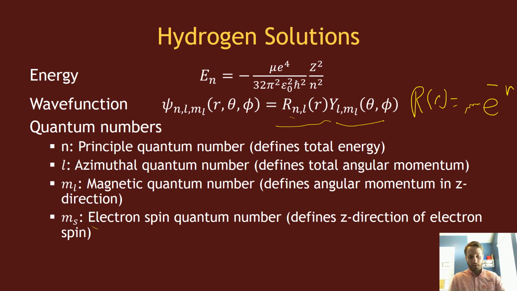And then the final quantum number here I have written down that we'll talk about in the next video is the electron spin quantum number, okay? m sub s, and this is defining the spin in the z direction, sort of like m sub l is the angular momentum in the z direction, this is the electron spin in the z direction. And we'll talk more about that in the next video.